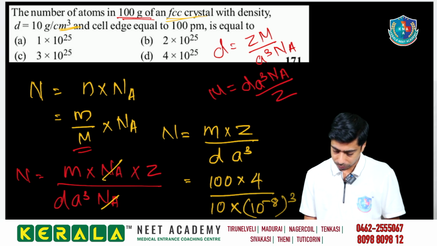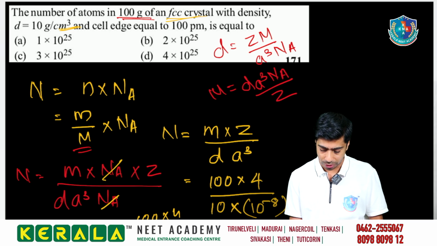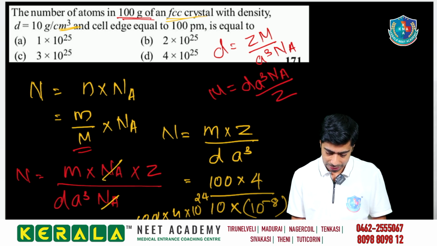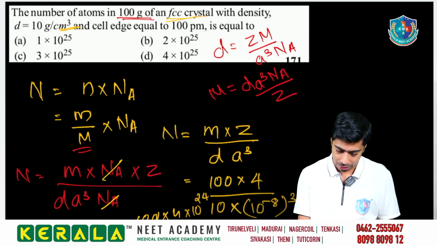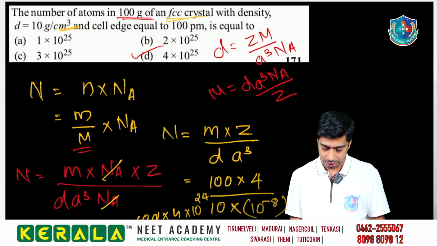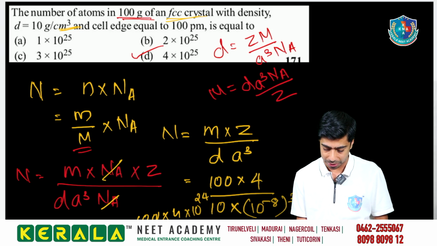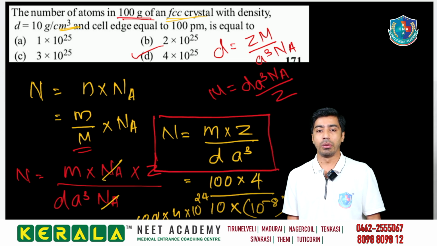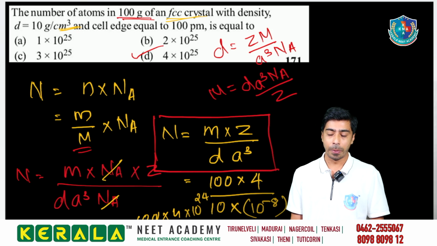So this will be equal to 100 × 4 divided by 10 × (10^-8)³. Now 10^-8 cubed is 10^-24, and it becomes 10^24 in the numerator. So here the 10 and 10 cancel, and 4 × 10^25 will be the answer. So you can apply the formula: number of atoms is equal to m × Z divided by density × a³.